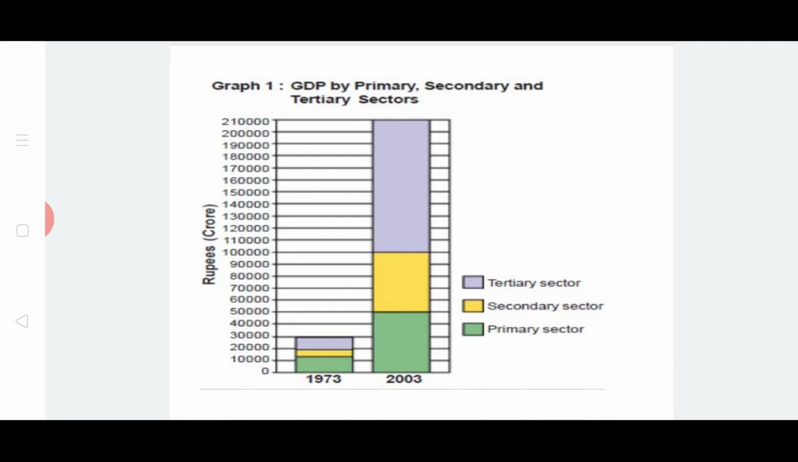So from 73 to 2003 we are comparing two things. One is that GDP has increased. The second thing we are seeing is that in 73 the role of the agriculture sector was more than the tertiary sector, followed by the secondary sector. But in 2003 the main contribution to GDP is by the tertiary sector, followed by the primary sector, a little bit more, and then the secondary sector.